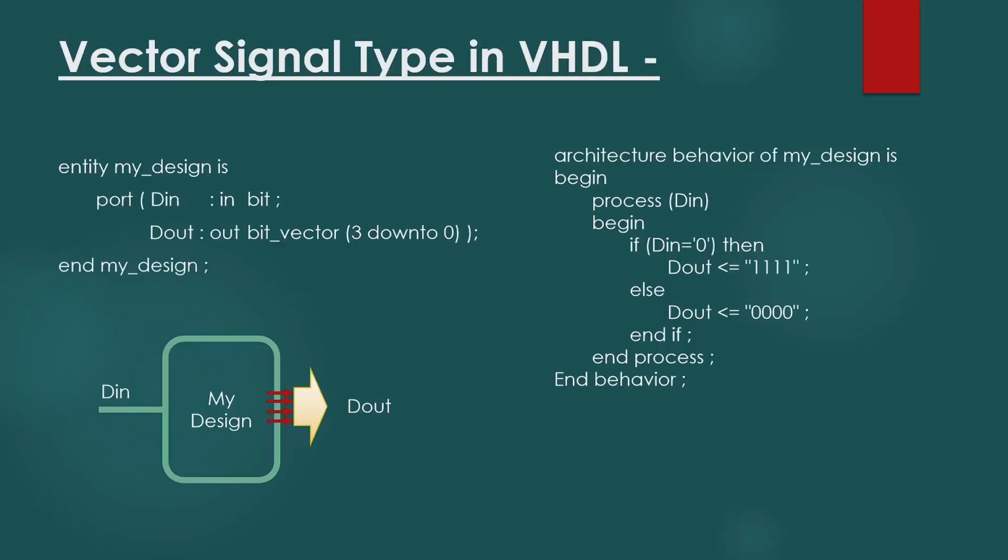In this video, we will be talking about the signals which are greater than 1 bit. We will learn how to declare those signals in VHDL and how to assign values into them. Let's have a look into the example first.